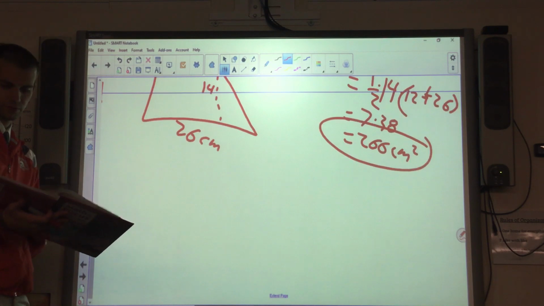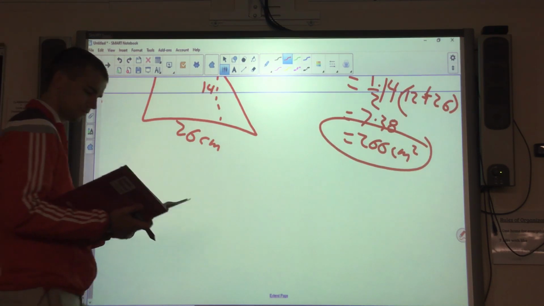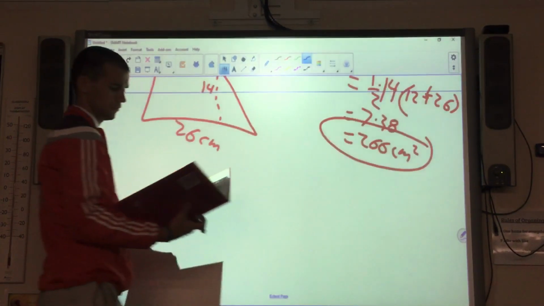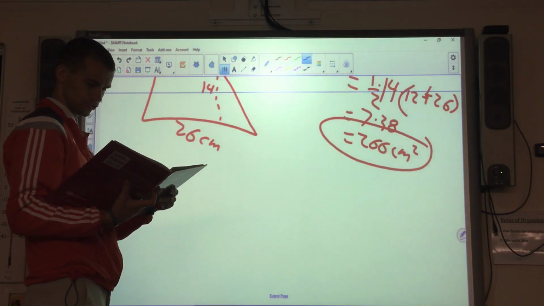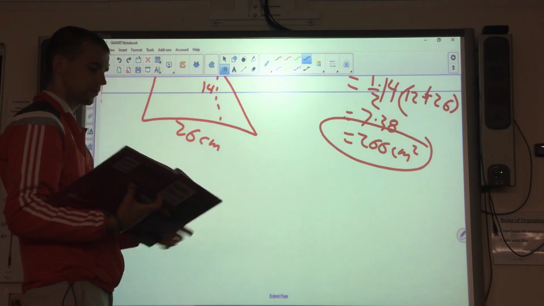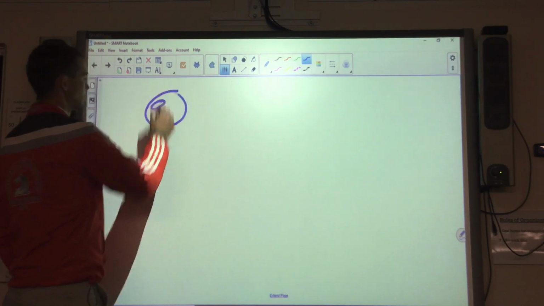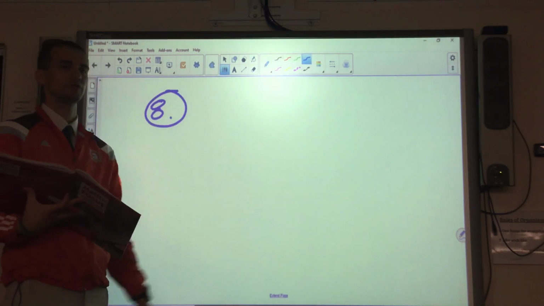We'll go over a couple more. Let's look at number 8. With that one, what do you notice about the bases?